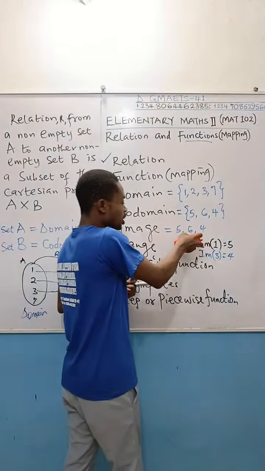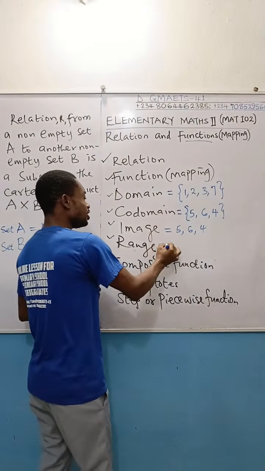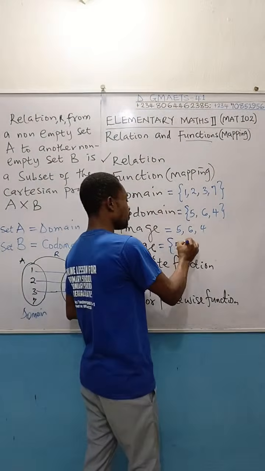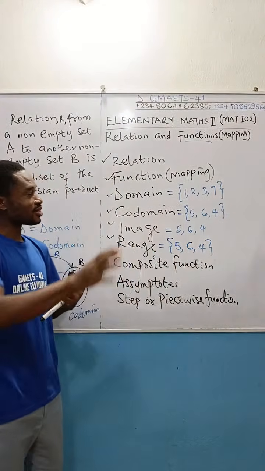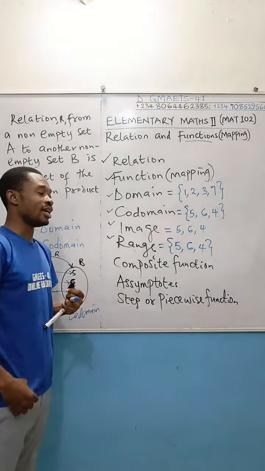Coming to the range now. Like I told you, the range is obtained from the set of the image. So the range will be {5, 6, 4}. That's just the concept of domain, codomain, image, and range.